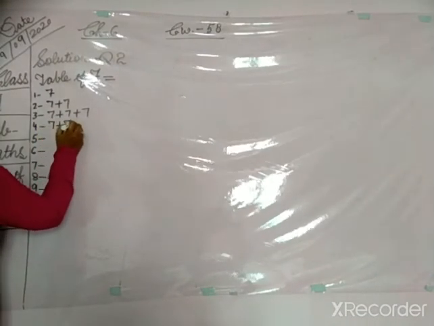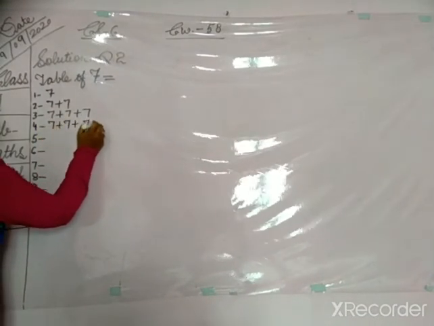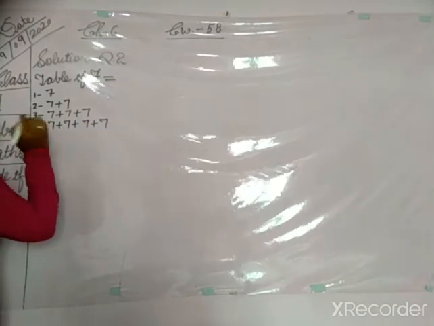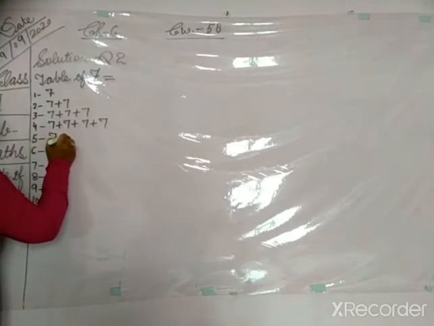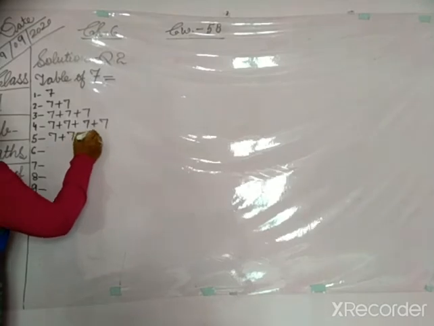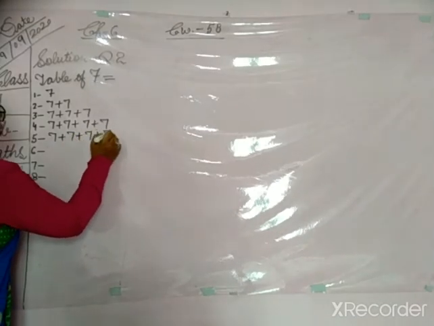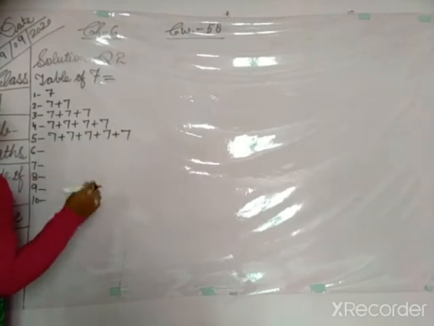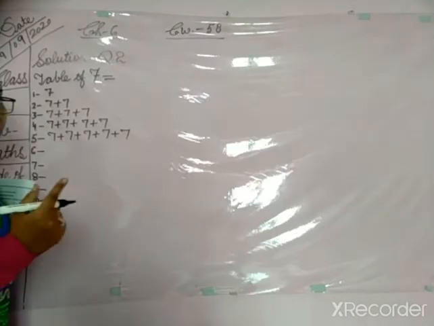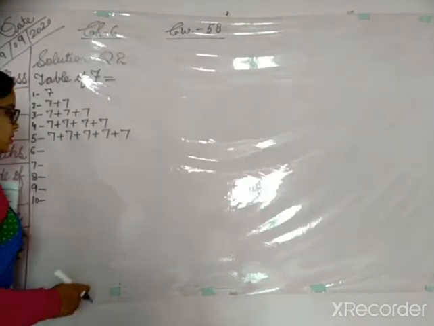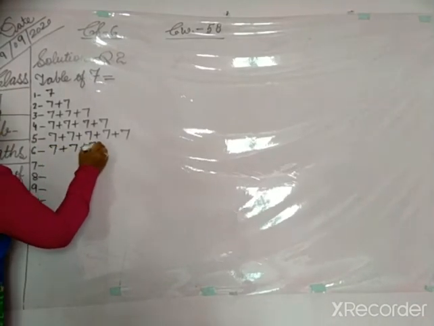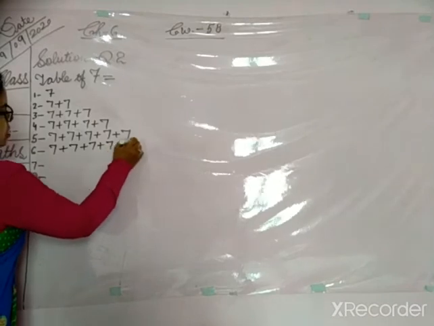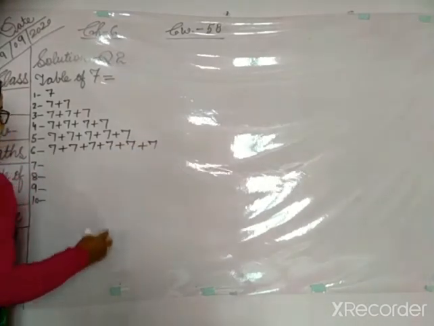Okay, 4 means 4 times 7: 7 plus 7 plus 7 plus 7. 5 means 5 times 7: 7 plus 7 plus 7 plus 7 plus 7. 6 means you have to write 6 times 7, means you have to add 6 sevens: 7 plus 7 plus 7 plus 7 plus 7 plus 7.